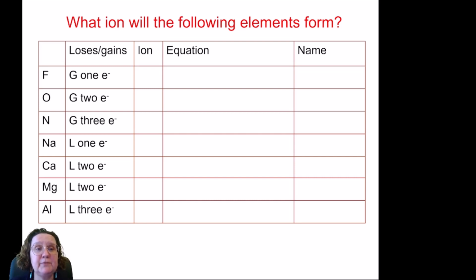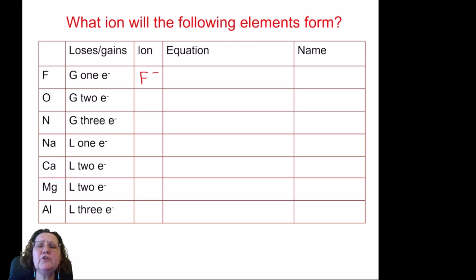This is what's going to happen. So for example, fluorine, G means gains, and L means loses. So fluorine will gain 1 electron. How will the ion look like? What will be the formula of the ion? Well, it will be the formula of the element, F, and with 1 negative charge. And the negative charge is that it has gained 1 electron.